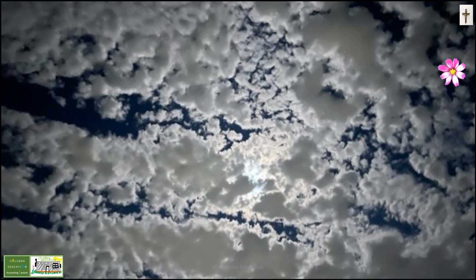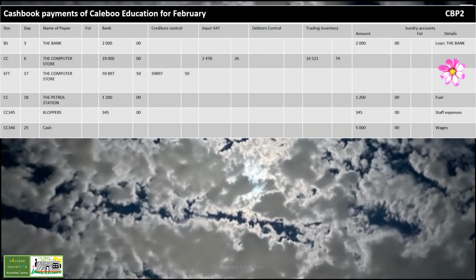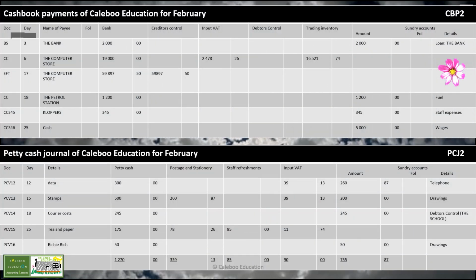And quickly, before we take the information and put it into the petty cash journal, I just want to compare the Cashbook payments with the petty cash journal. You can see here we've got column headings, document day. That's the same as the payments journal. Now this column here will differ because in the petty cash journal you are going to record what was actually paid for, who did the money, who was given the money.